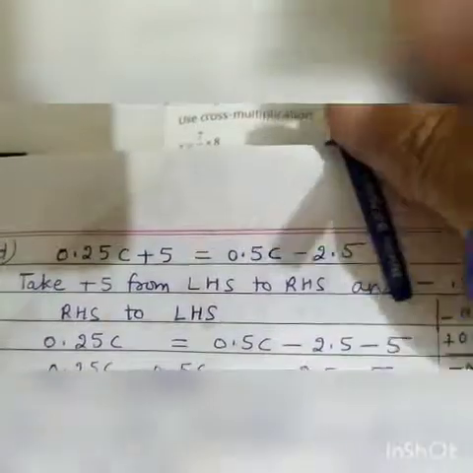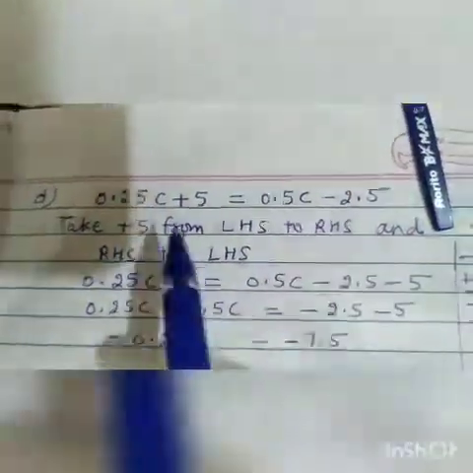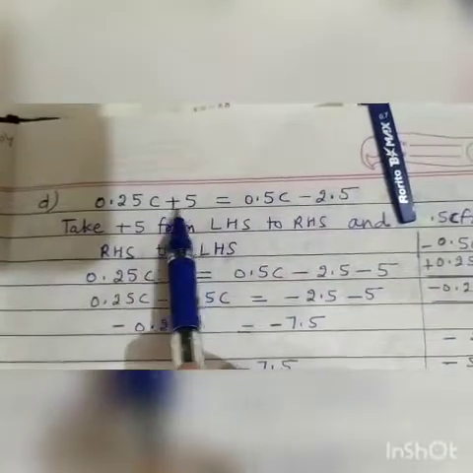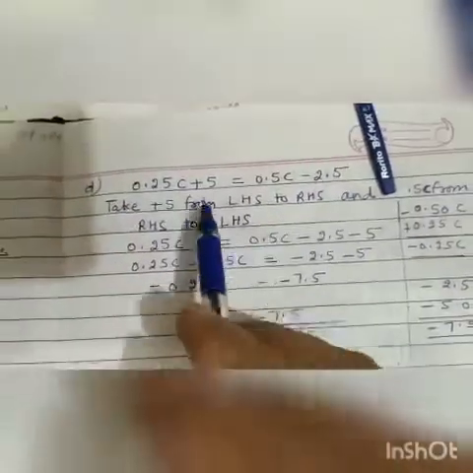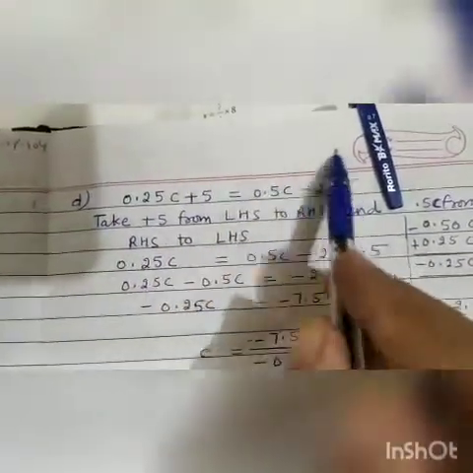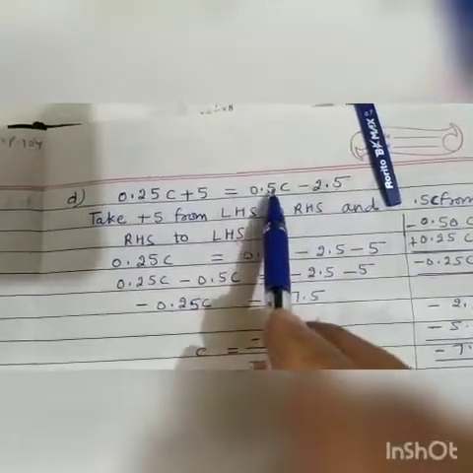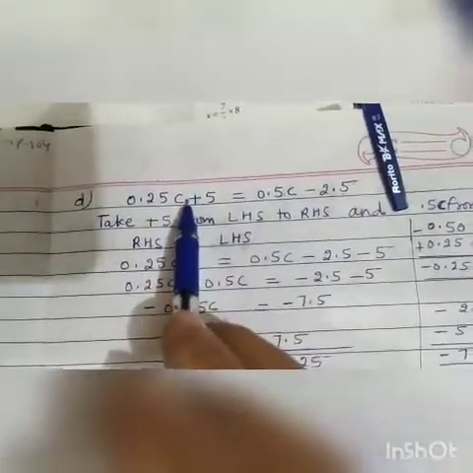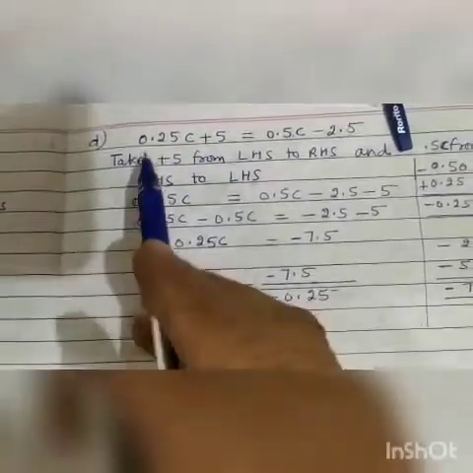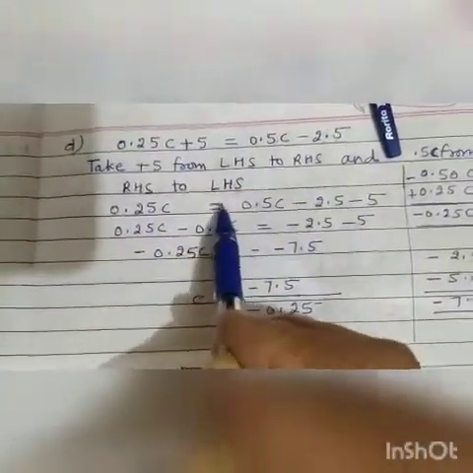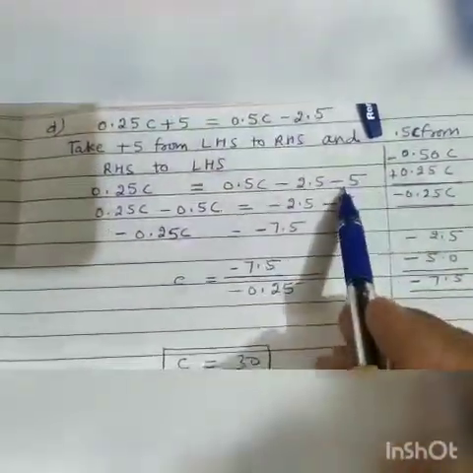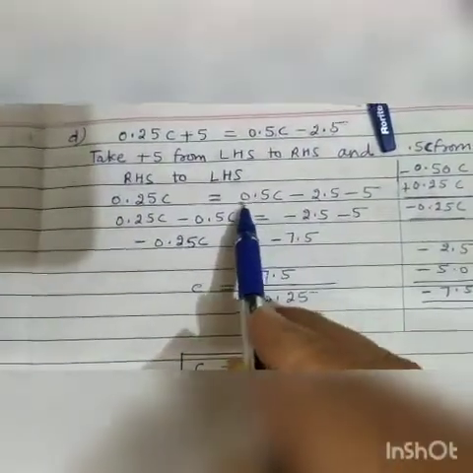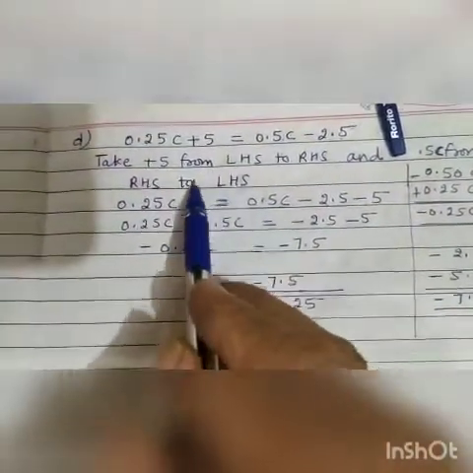Next part, D part. 0.25c plus 5 is equal to 0.5c minus 2.5. Take this plus 5 from the left hand side to the right hand side, and this 0.5c from the right hand side to the left hand side. Then 0.25c is equal to 0.5c minus 2.5. Take this plus 5 here, it will become minus 5. Now in the next step, we will take this 0.5 from the right hand side to the left hand side.